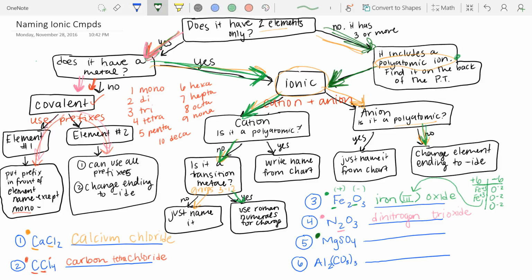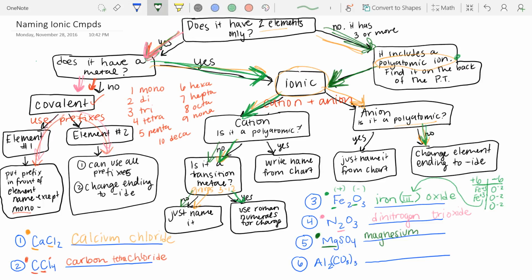Now, our cation. Okay, we have to decide if our cation is polyatomic. So we know our cation is always first. So we want to look to find if we can find Mg on the polyatomic ion sheet. So if you take your periodic table and you flip it over, you want to figure out if you can find Mg. If it's not there, then it's not a polyatomic ion. And in fact, it is not. Okay, so Mg is going to be our cation here. So the answer is no. And we ask ourselves, is it a transition metal? Well, magnesium is not a transition metal, so we would just name it as magnesium. Okay, so we've taken care of Mg.